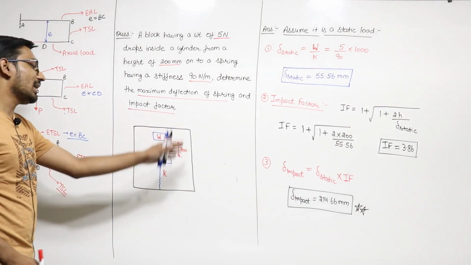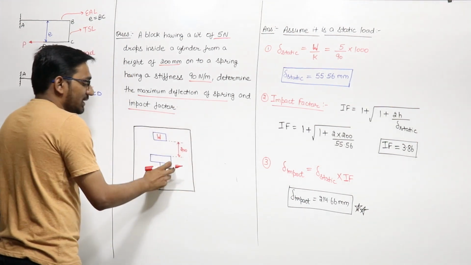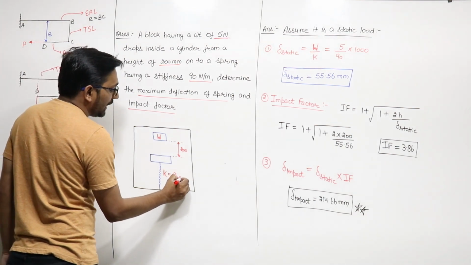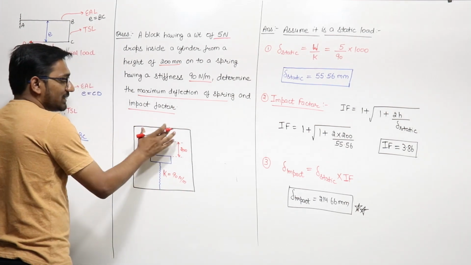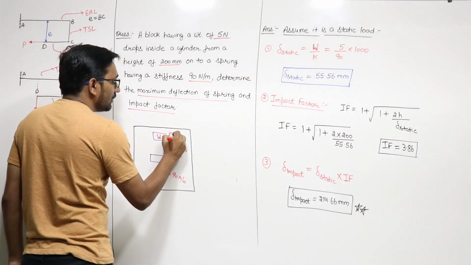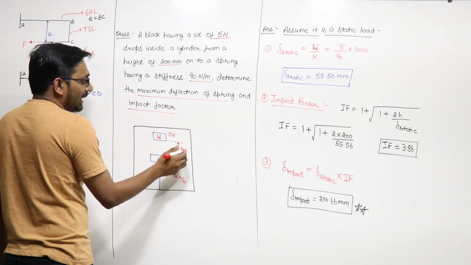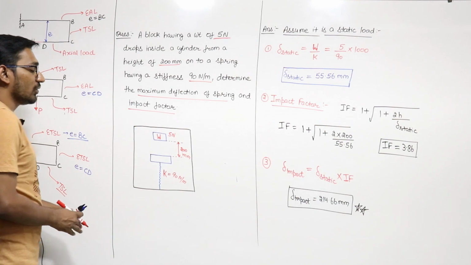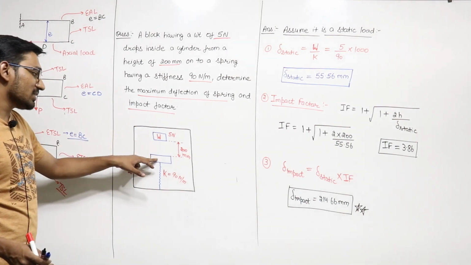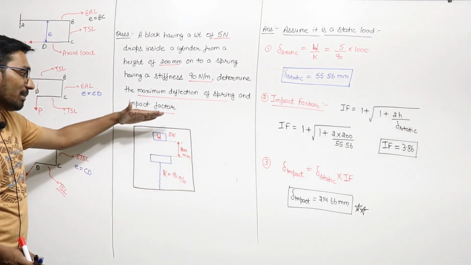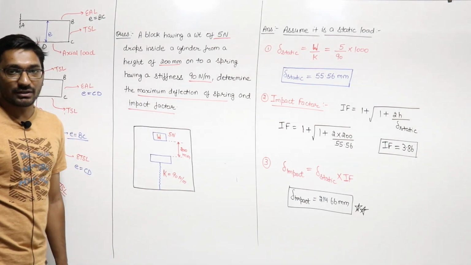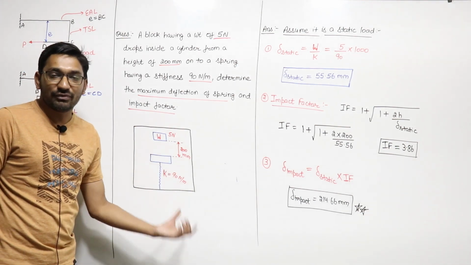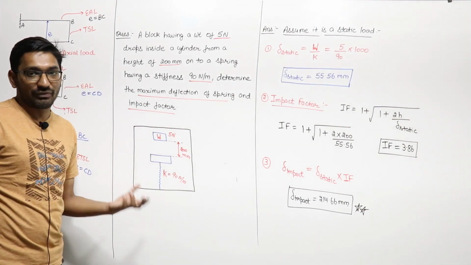If I draw the diagram, this is the cylinder. There is a spring attached here whose spring constant is 90 Newton per meter. There is a weight of 5 Newton at a height of 200 mm, and it is dropped from this height. When the weight strikes the spring, it exerts an impact load on it. Because of that impact load, we have to find the deflection and the impact factor.